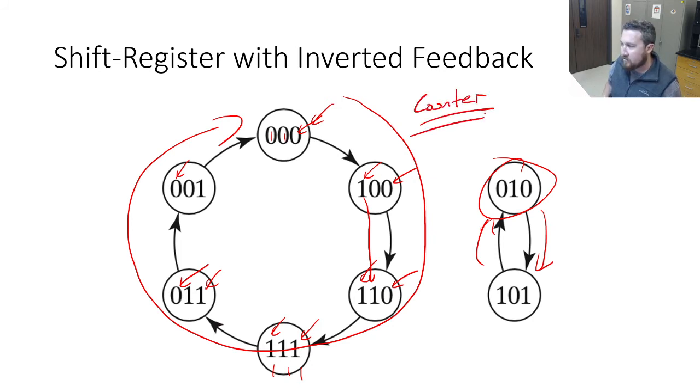We will talk about counters on Friday, but that's basically the gist. This is a really simple counter. Now this count is pretty silly, right? It goes from 0 to 4 to 6 to 7 to 3 to 1 back to 0.